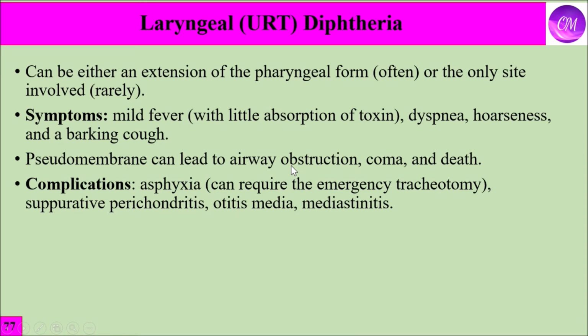Laryngeal or upper respiratory tract diphtheria can be either an extension of the pharyngeal form or the only site involved. Symptoms include mild fever, dyspnea, hoarseness, and a barking cough. Pseudomembrane can lead to airway obstruction, coma, and death. Complications are asphyxia, suppurative perichondritis, otitis media, and mediastinitis.